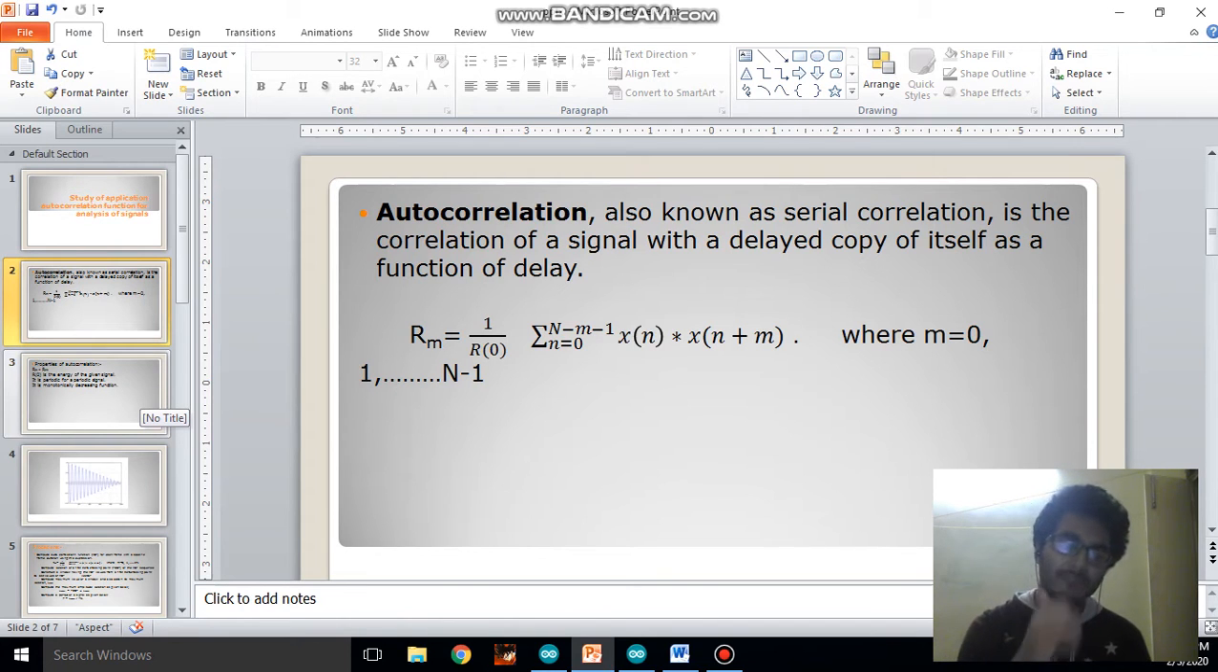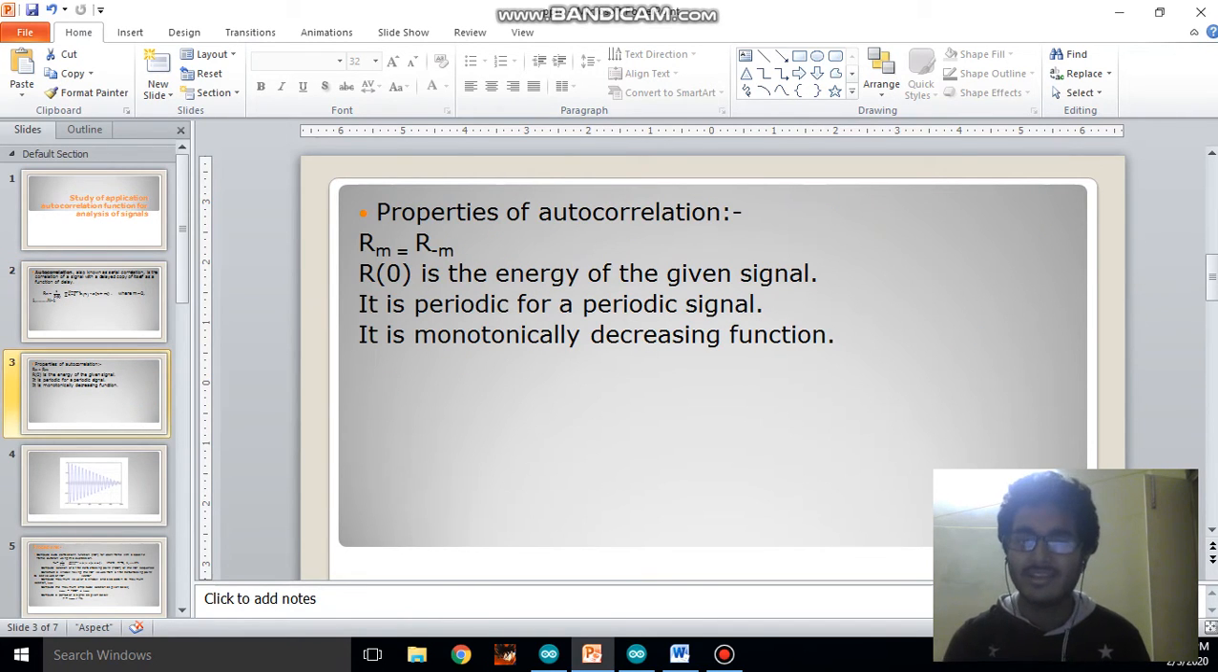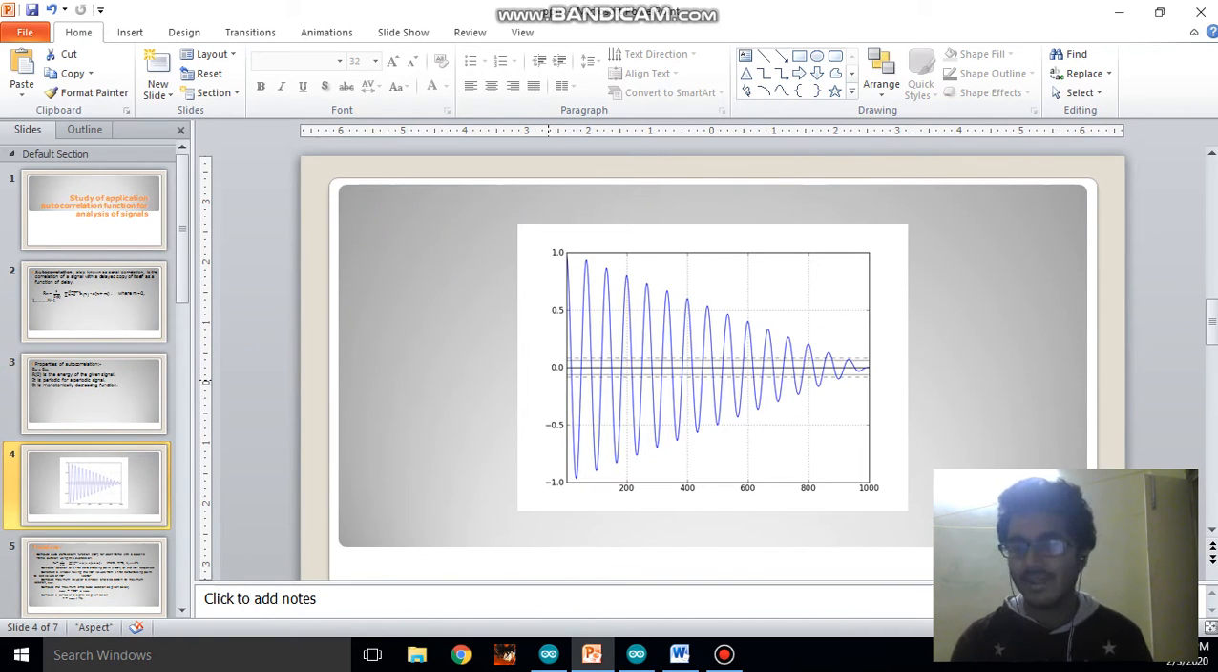The properties of autocorrelation are: it is an even function, and R[0] gives the energy of the signal. The autocorrelation function will be periodic when the given signal is also periodic, and it decreases monotonically. In this graph you can observe the autocorrelation of a signal. At the 0 value it is maximum, it decreases monotonically, and the same part repeats on the negative side as it is an even function.